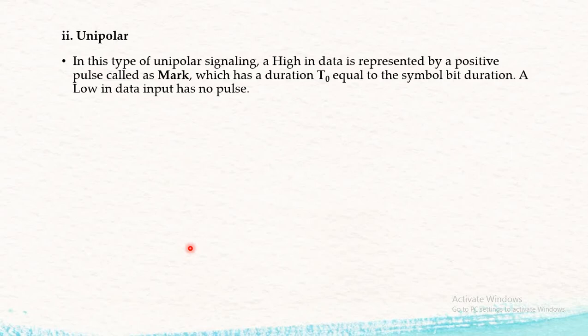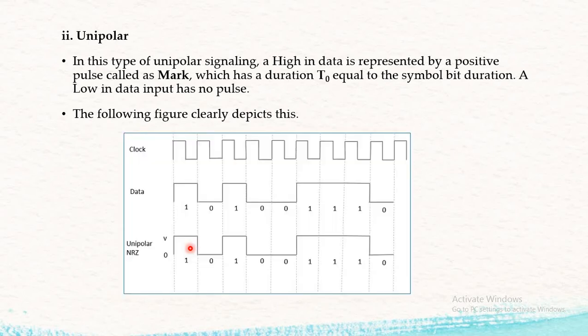The second is unipolar signaling. In unipolar signaling, the high in the data is represented by a positive pulse called a mark, which has a duration of T0 equal to the bit symbol duration, and the low in the data has no pulse. Following is a representation. The high value is represented by 1, a positive value, which is called a mark, and for the low there is no pulse, meaning the lower value is shown by 0 only. This type of representation is called unipolar representation.